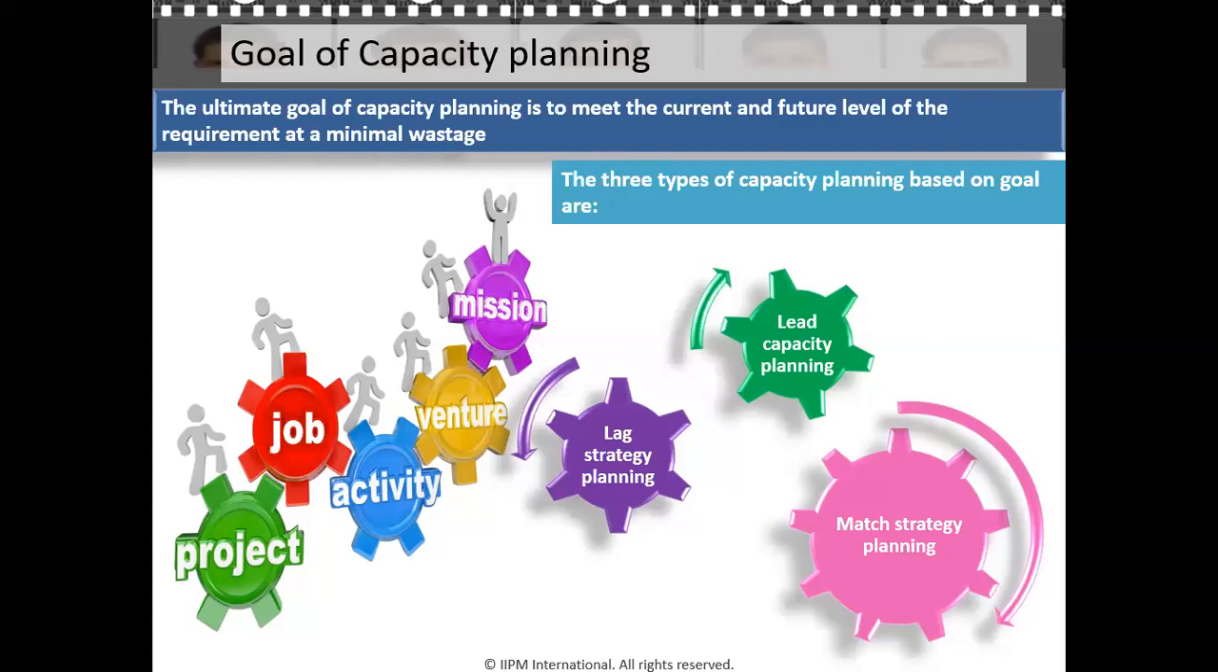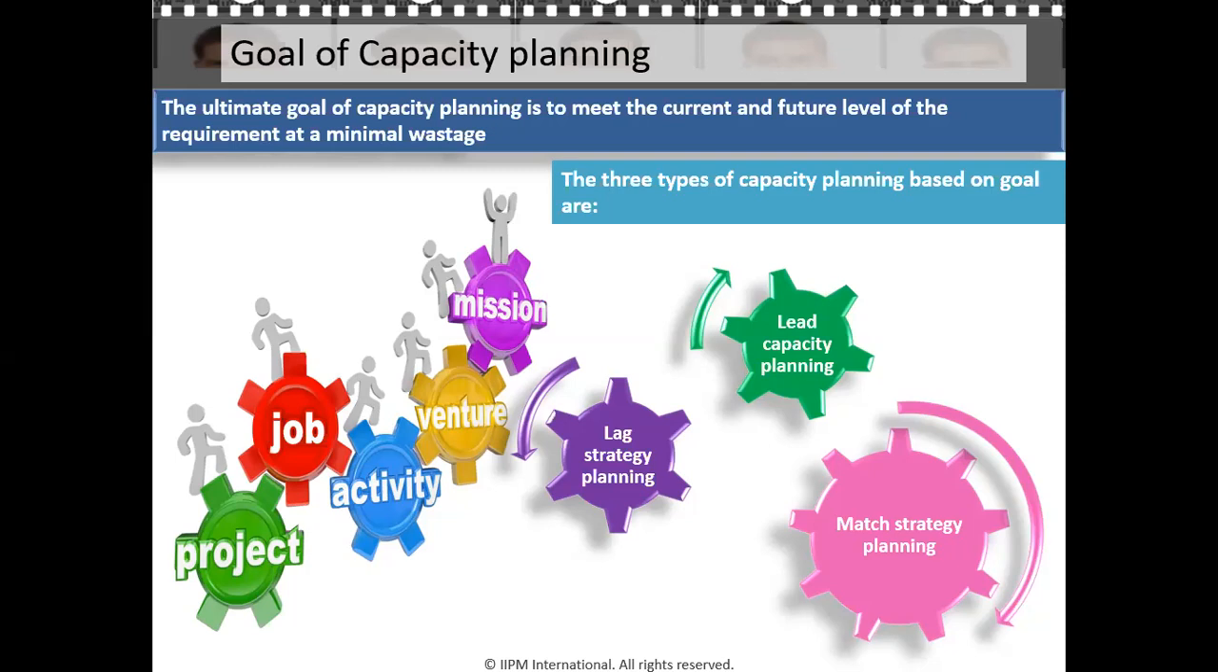Then we have the match strategy. The match strategy and the lead strategy are almost the same, but the difference is that a lead strategy puts you under pressure to deliver. Lead capacity planning keeps you at that point of you must deliver. But match strategy fixes each work with a specified capacity to deliver it.